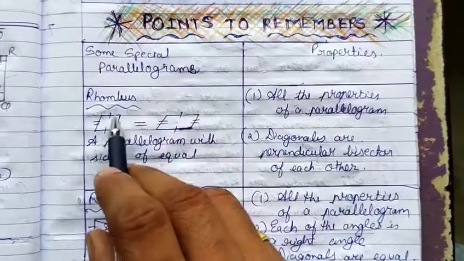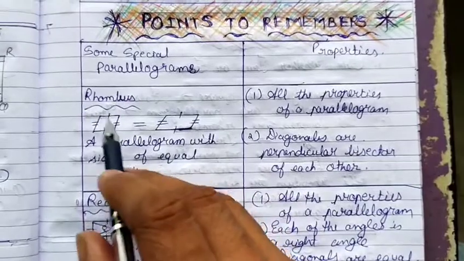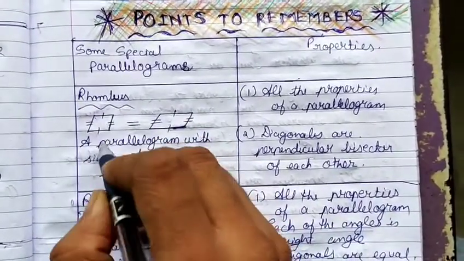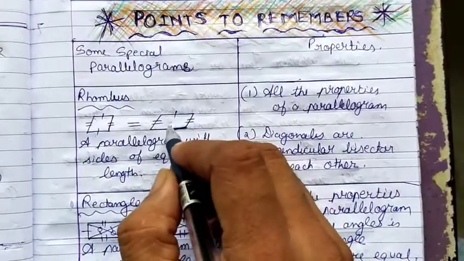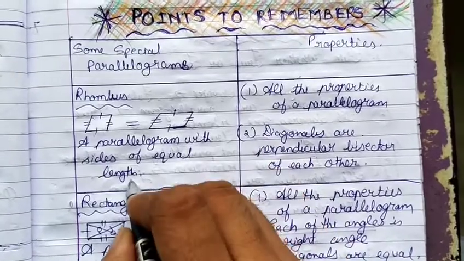Rhombus. How can a rhombus be a parallelogram? A rhombus can be a parallelogram, but a parallelogram cannot be a rhombus. Why? Because in a rhombus, opposite sides are equal, and in a parallelogram also opposite sides are equal. Here all sides are equal, meaning a parallelogram with all sides of equal length.